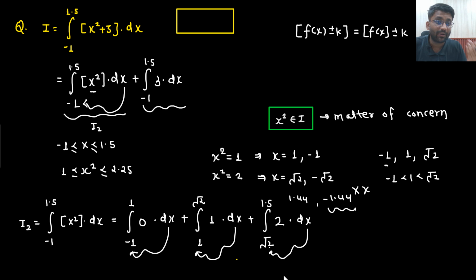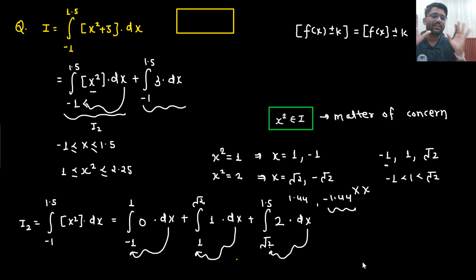But I don't care about x square. I care about x now, because I need to put the limit of x. So x square being 1, that means x could be 1 or -1. If x is 1 or -1, then x square will become integer. If x is under root 2 or minus under root 2, then x square will become integer.